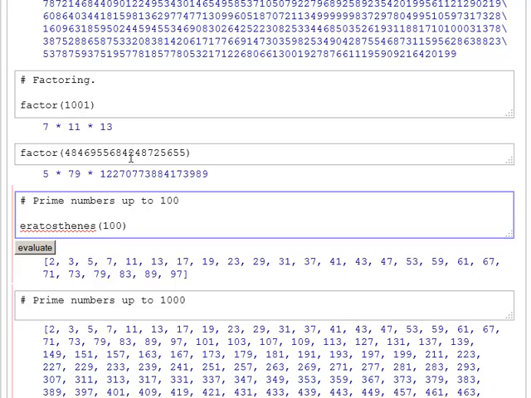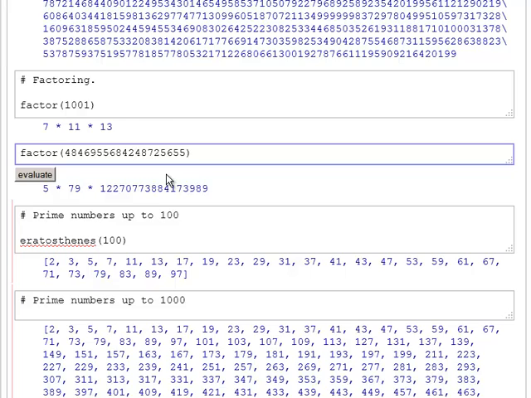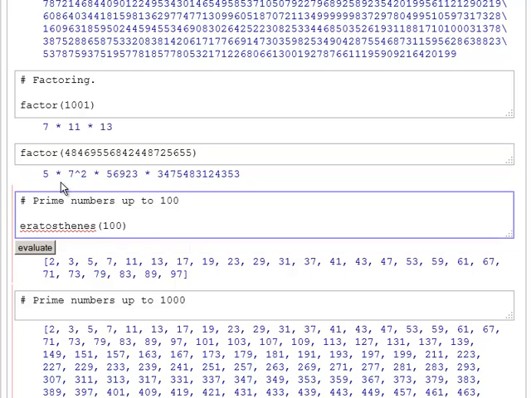The only things that divide into this of reasonable size are 5 and 79, and then the rest of it is a prime. Okay, let's just change one digit here and see how much that changes it. There's no particular rhyme or reason here. So 5, 7 times 7, or 7 squared, and then two other larger primes that make this up. But it figured that out.